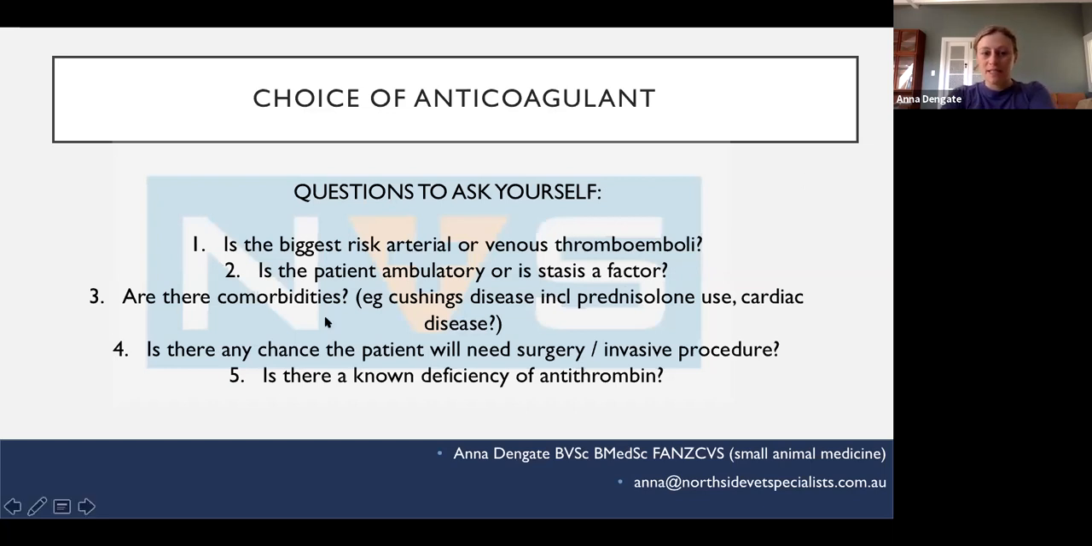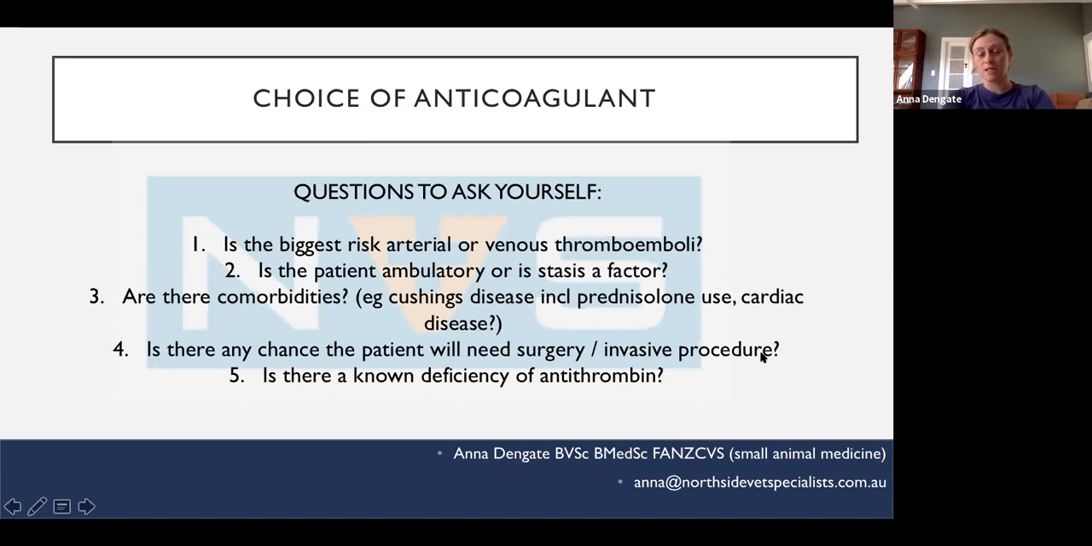Are there any comorbidities? Do we have to consider cardiac disease and stasis or other factors? Do we have Cushing's disease, including prednisolone use, like Jeff identified, and therefore we've not only got an increased risk of arterial disease, but increased clotting factor activation associated with Cushing's, essentially? Is there any chance the patient's going to need surgery or an invasive procedure?